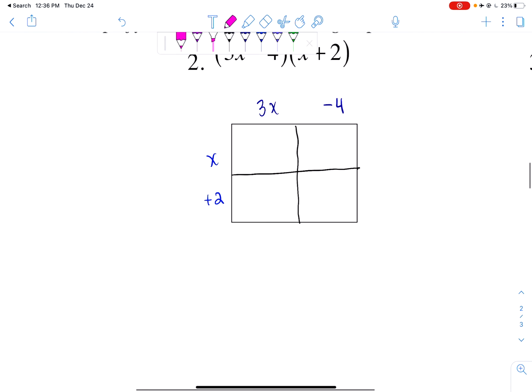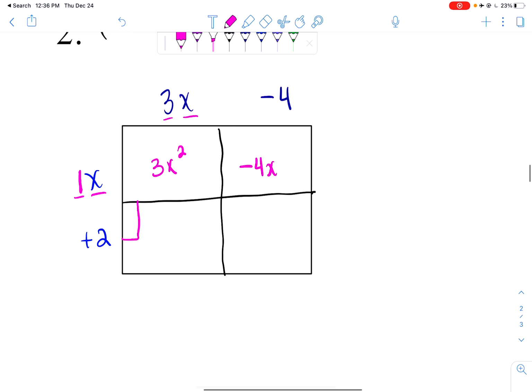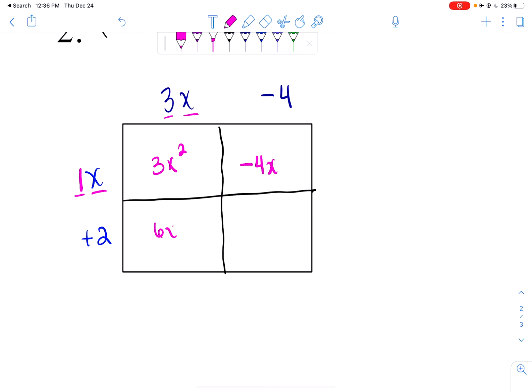Now we're going to multiply. So this is really a 1x. So 1 times 3 is 3. X times x is x squared. 1x times a negative 4 is a negative 4x. 2 times 3x is 6x. And then 2 times a negative 4 is a negative 8.